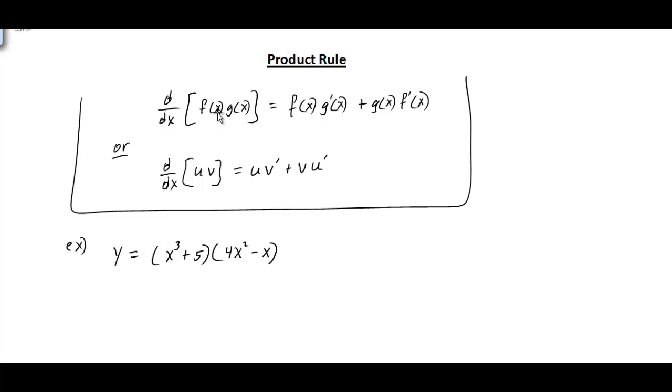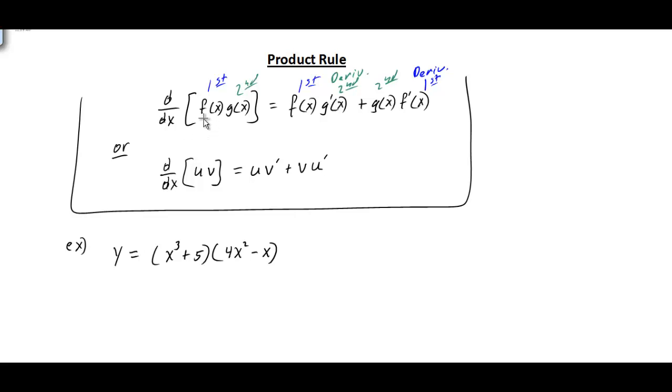So in other words, you can think of this as f of x times g of x. I like to think of it as this is your first function, f. So the product rule says you're going to write down the first function, and then multiply that by the derivative of your second function. So if f is the first, g is the second, then you're going to take the first function multiplied by the derivative of the second, plus the second function multiplied by the derivative of your first function. Okay, so that's another way that you can look at defining the product rule.